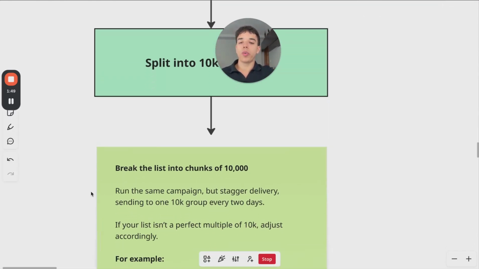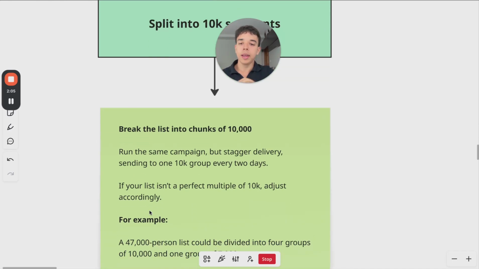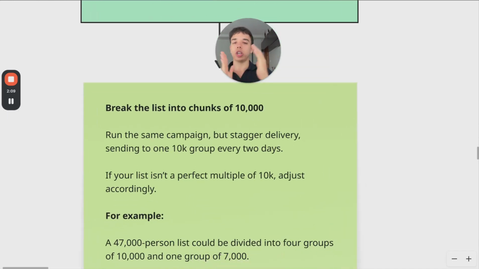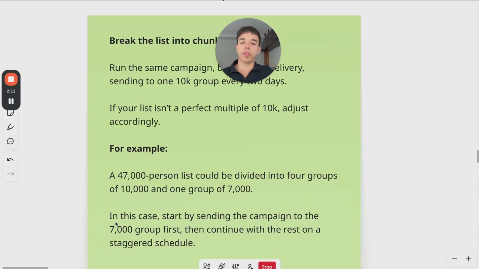Now, the thing is that when running these campaigns, you need to actually stagger the delivery by sending to one 10K group every 2 days, right? You can't send them all right off the bat, but you have to actually split them throughout the days or weeks. Now, if your list isn't a perfect multiple of 10K, you then need to adjust accordingly. So if, for example, we have a 47,000 person list, we could divide 40,000 people into 4 groups of 10K and then one group of 7,000.